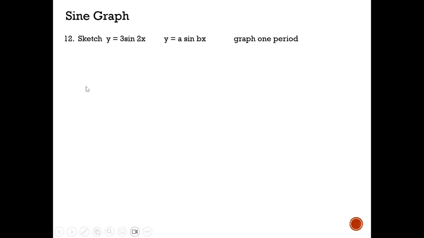Now, here, guys, we need to know what the A is. The A is 3, which is the amplitude, which means it's going to go up 3 and down 3. And we have to know what the B is. The B here, guys, is 2. The B is crucial to find the period, because the period is 2 pi over B. So 2 pi over 2 will give us pi.